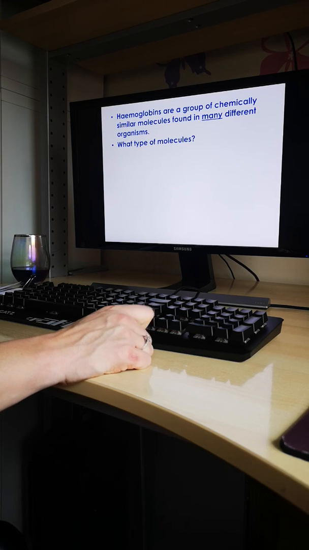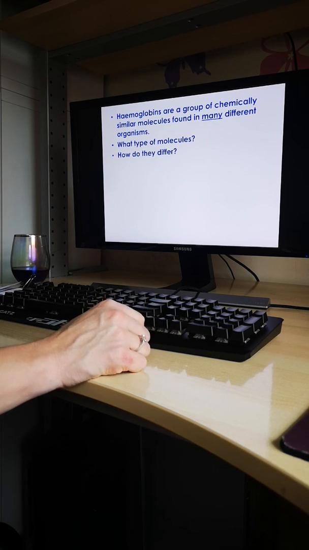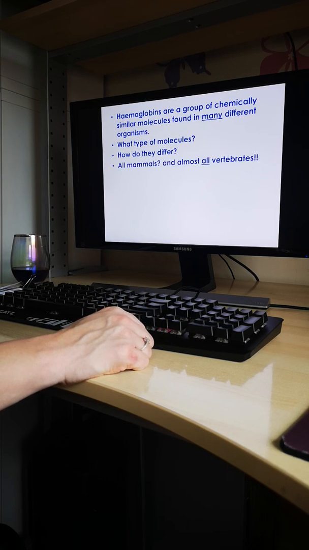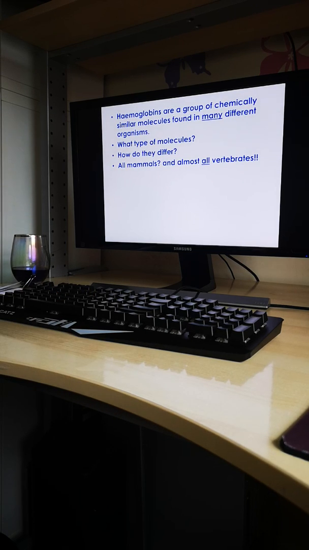But what kind of molecules? What did I say it was? What group of molecules? And how would they differ from each other? Because we know what kind of molecules they are. And it's all mammals and almost all vertebrates that have got haemoglobin.